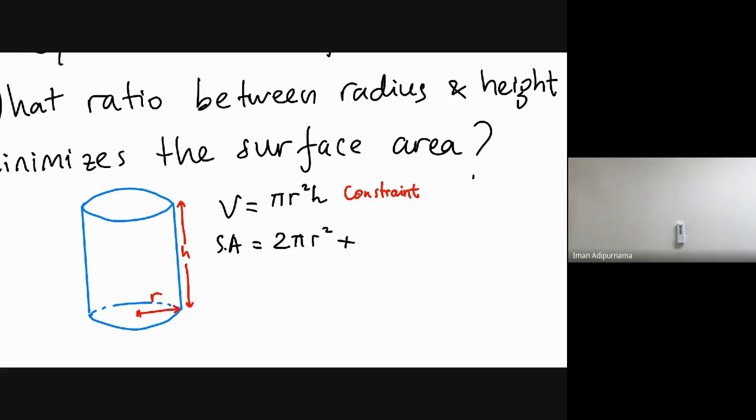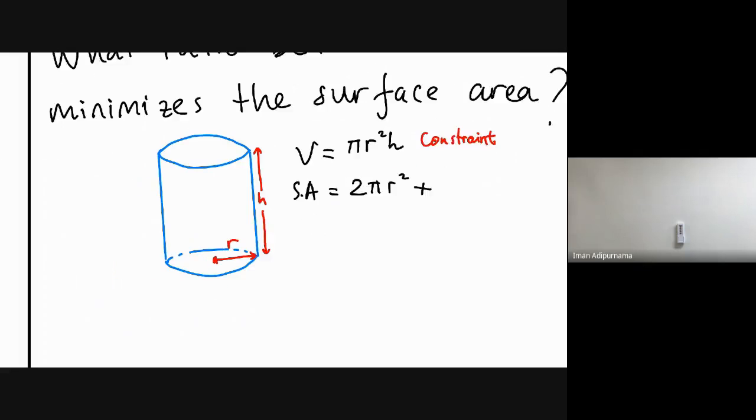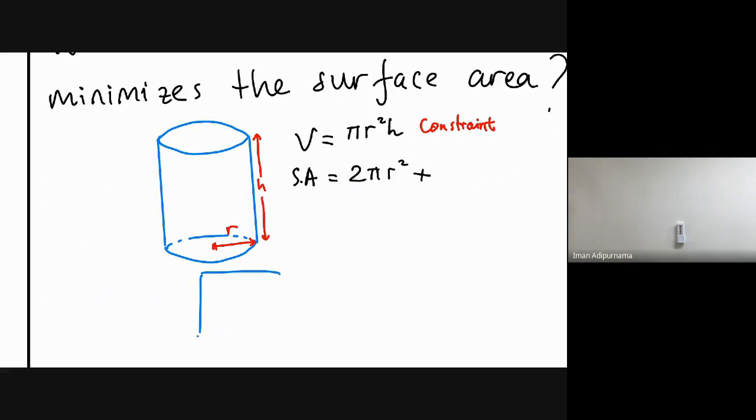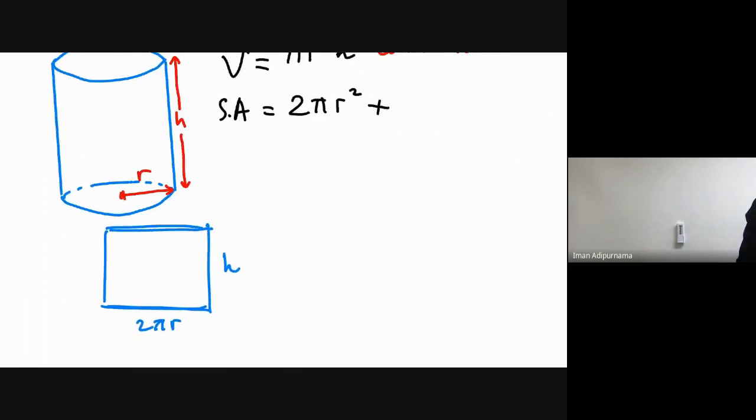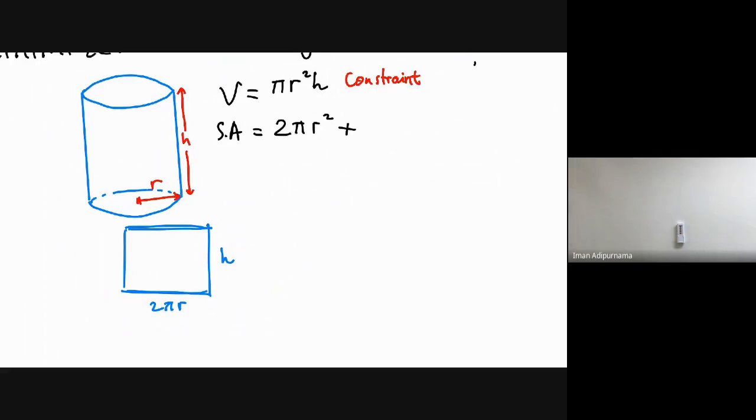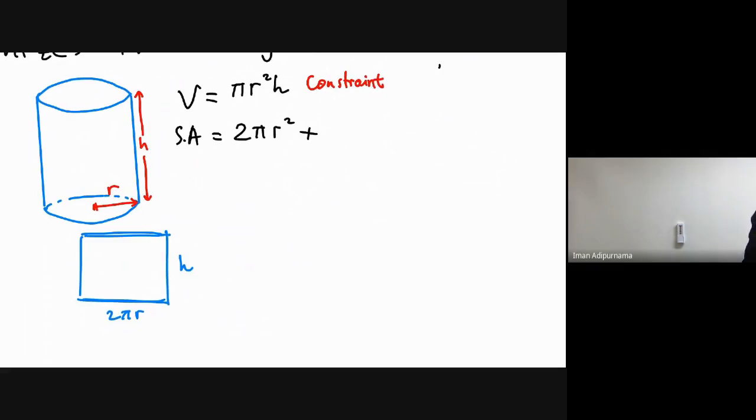No, right? Okay. So imagine if you cut and remove the circles, it will be a rectangle, in case you're wondering. This will be the height. This length will be the circumference of the circle, which is 2 pi r. That's why this area will be 2 pi r h. So this is 2 pi r h.